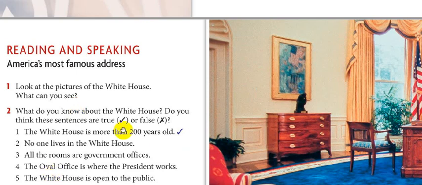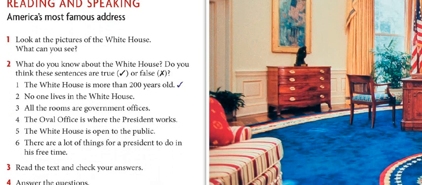And here the exercise number 2, what do you know about the White House? Do you think these sentences are true or false? Here we put a tick or a cross. The White House is more than 200 years old. Yes, true. No one lives in the White House. False, because the President of the United States and his family live there. 3, all the rooms are government offices. False, because there are bedrooms, a living room, a dining room, and so on.